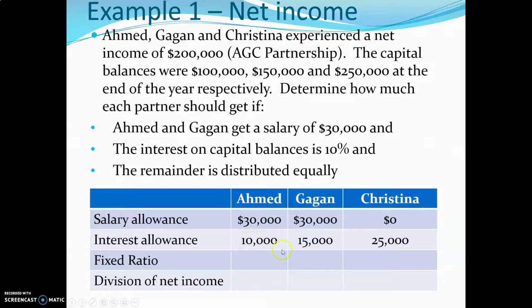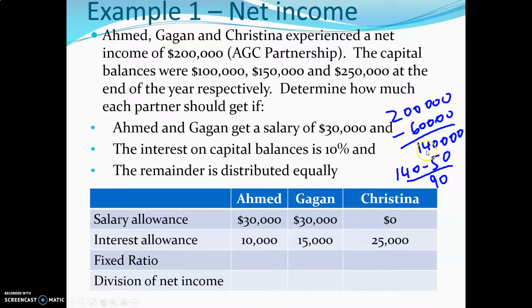Now, whatever remains is distributed equally. We can take all of this and add it up. 30 plus 30 is 60. 60 plus 10 is 70. 70 plus 15 is 85. And 85 plus 25 is 110. So far, $110,000 has already been distributed.